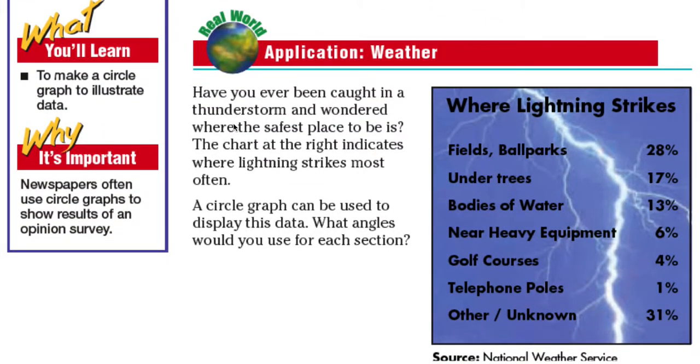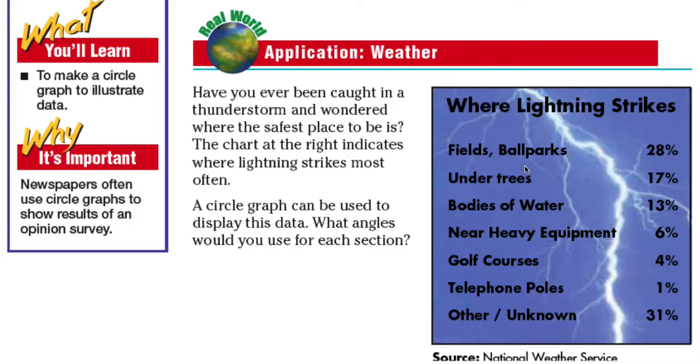Have you ever been caught in a thunderstorm and wondered where the safest place to be is? The chart at the right indicates where lightning strikes most often. The circle graph can be used to display this data. What angles would you use for each section?